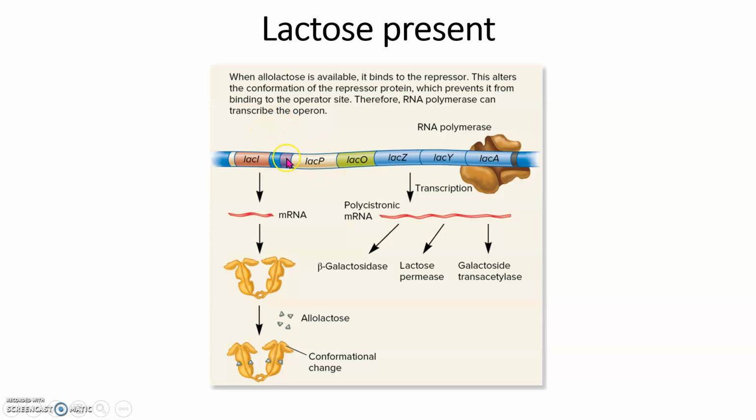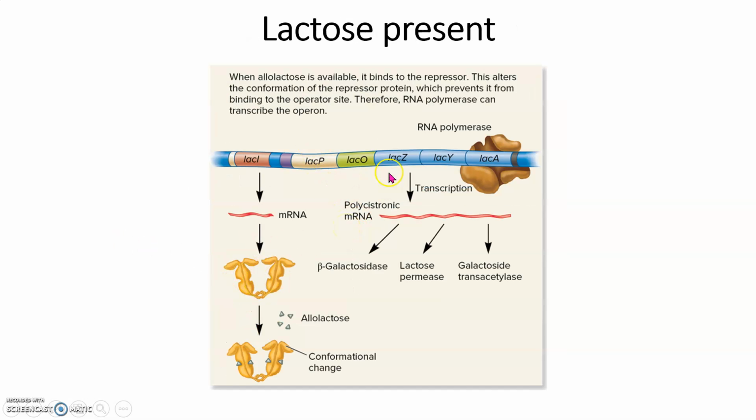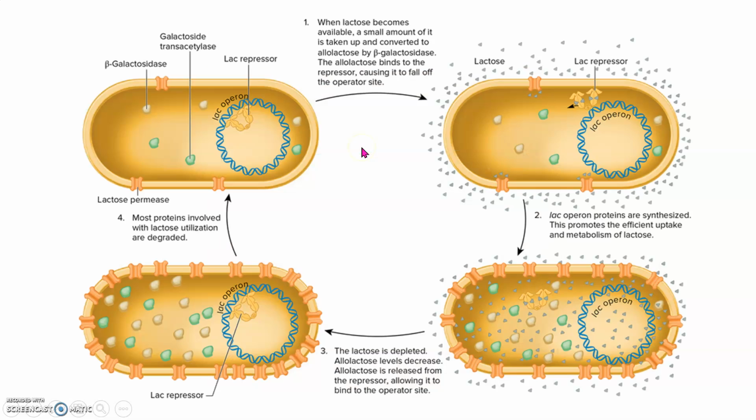When lactose is present now, we still have this lacI that made our repressor, but this allolactose, so remember, structurally similar to lactose, and is an effector, binds to our repressor, making a conformational change that doesn't allow our repressor to bind to the operator. Therefore, this lac operon is being transcribed. Okay? So, no lactose, repressor is bound to the operator. Lactose, no repressor on the operator, we can transcribe.